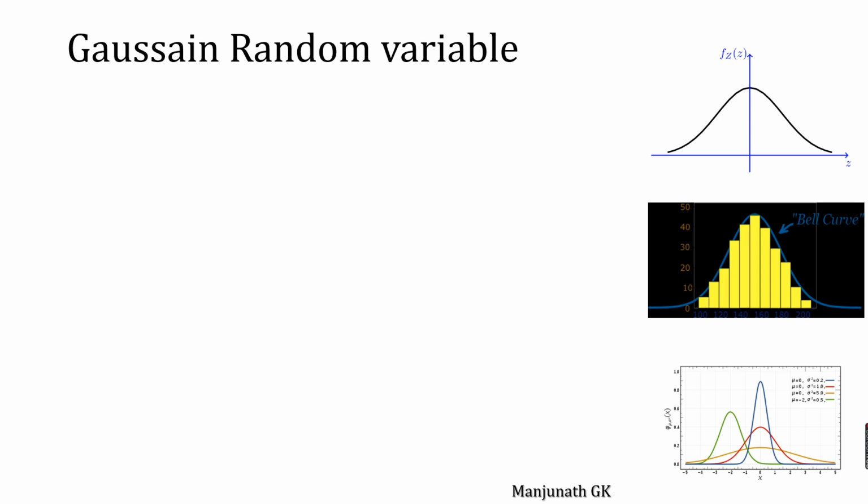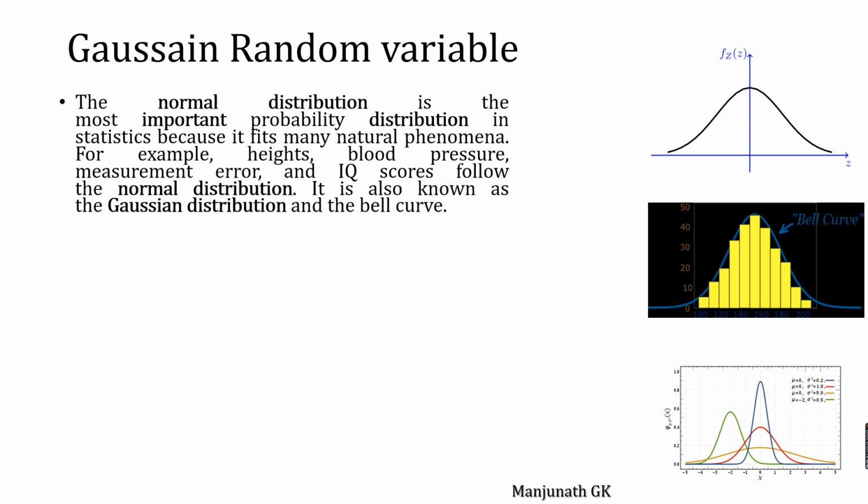It is a concept of Module 1. It was already discussed, and today we highlight it once again. The normal distribution is also called the Gaussian distribution. It is an important probability distribution in statistics because it fits many natural phenomena. For example, heights, blood pressure, measurement error, and IQ scores follow normal distributions.